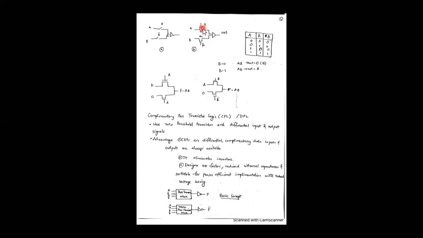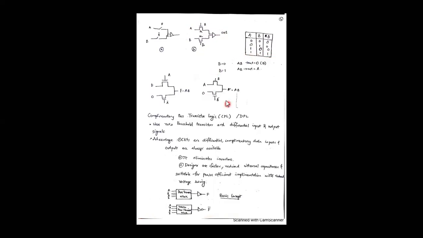Now, suppose B is 1, what happens? This transistor is on and this transistor is off. B is 1, we are getting A as the output. So if B is 1 in the truth table, we get A as the output. A equal to 0, so the output is 0. A equal to 1 and B equal to 1, the output will be A dot B, which will be 1.